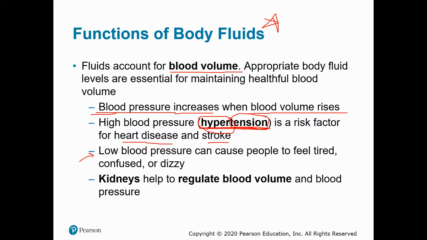We can also have low blood pressure, which I don't know why it's not written here, but it would be the opposite. It would be hypotension. Hypo meaning low. So low blood pressure can feel like tiredness. If it's really low, it can be dizziness and also confusion. So we'll take a look at how the kidneys and also how the pituitary gland help to regulate blood volume and therefore blood pressure.